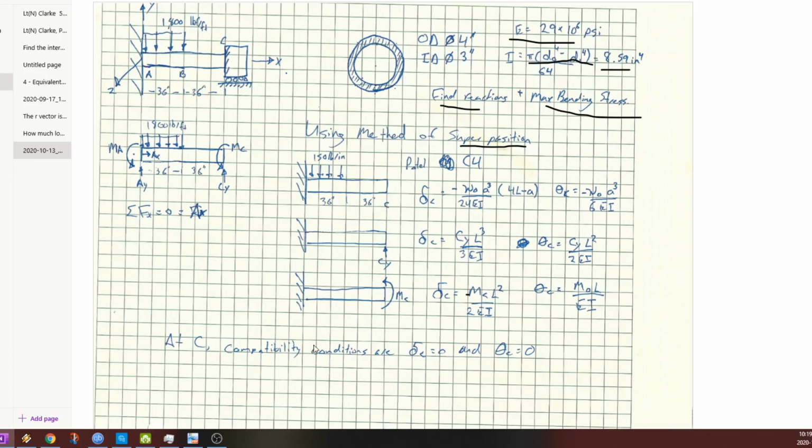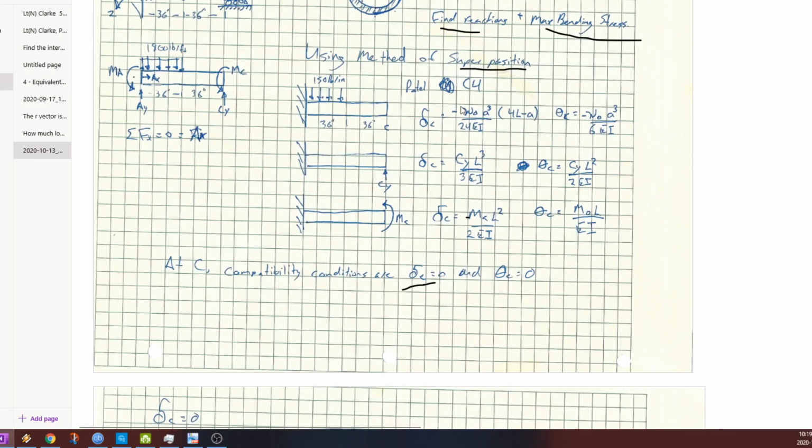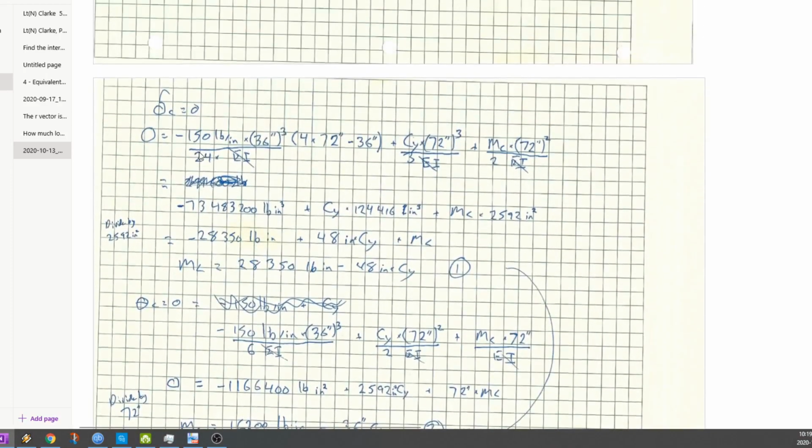So anyways, what sort of compatibility condition do we have for this? Well, we know that the displacement at the end here needs to be equal to 0, and we know that the angle at the end also needs to be equal to 0 because it's a fixed connection, so it needs to stay flat there. So we can sum those up. We've got the displacements that we can add up, and we've got the angles that we can add up. Adding up the displacements gives us this, just subbing the values that we've got into those three equations.